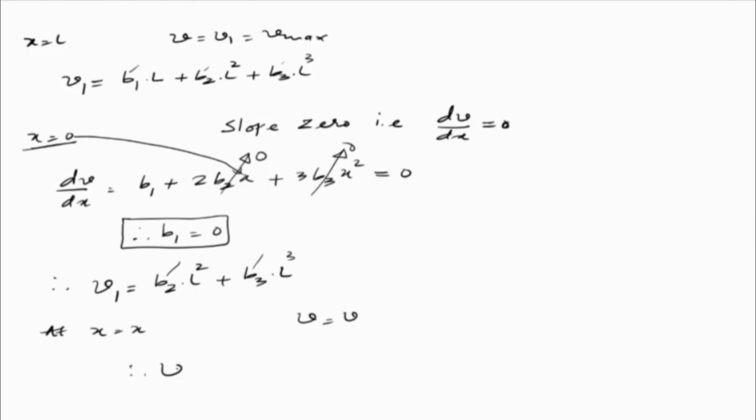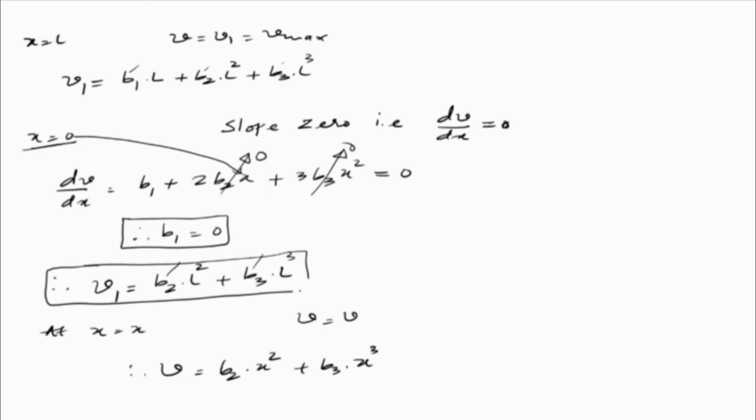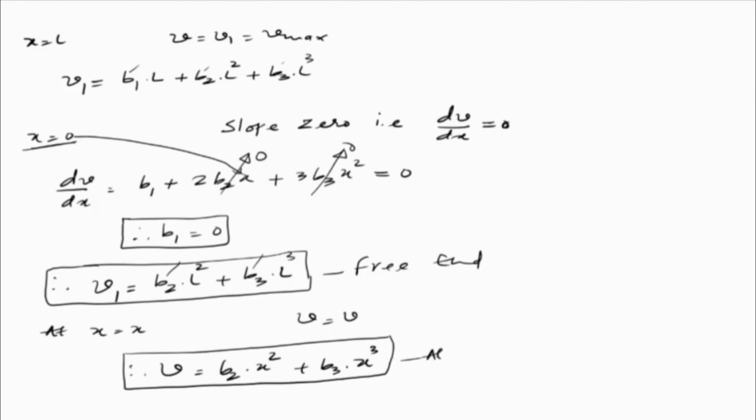Similarly, at any random distance, when x is equal to x, v is equal to v. Therefore, my v is equal to, see, B0 is 0, B1 is 0, so the first two terms you can eliminate. Remaining is B2 into x square plus B3 into x cube. So this is the equation for any random distance. So these are the two important equations to get the displacement: this is the expression for the deflection at the free end, and this is the equation for the deflection at any random distance.